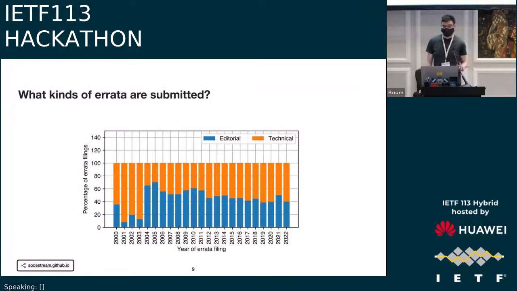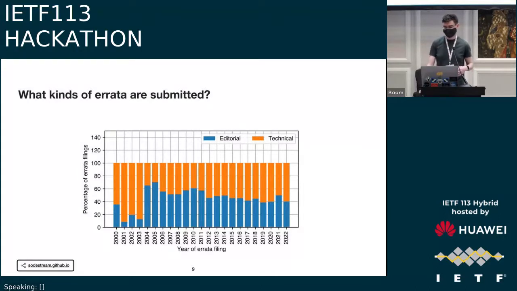Now, naturally, you might want to think about what kinds of errata are being published. What's the nature of the errata that are being filed? Now, the dataset as it stands, as it's maintained by the RFC editor, isn't particularly granular. We have two types of errata, editorial and technical. And again, there's a fairly stable trend whereby about 40% of filings are for editorial issues in the RFCs and about 60% are for technical problems.